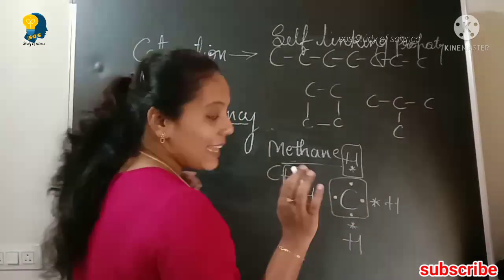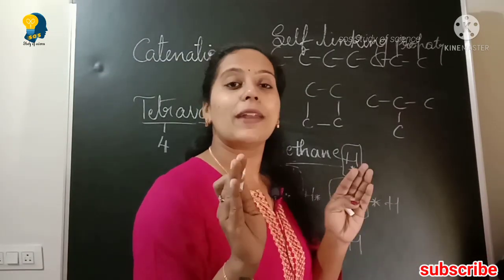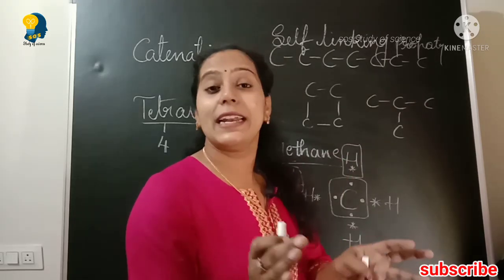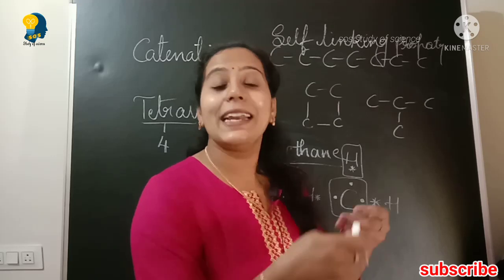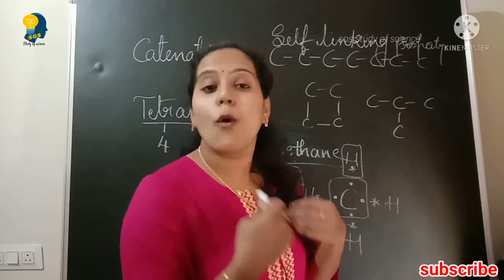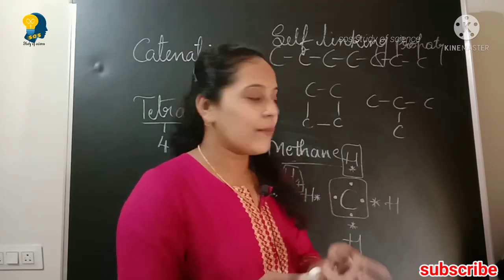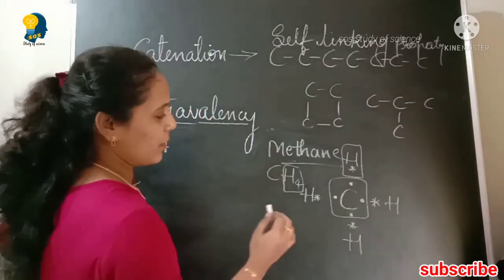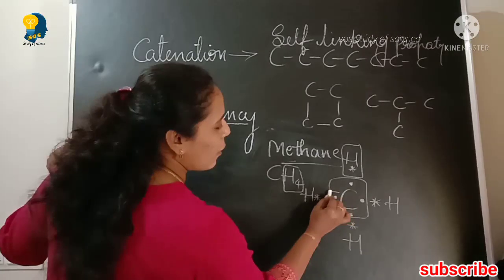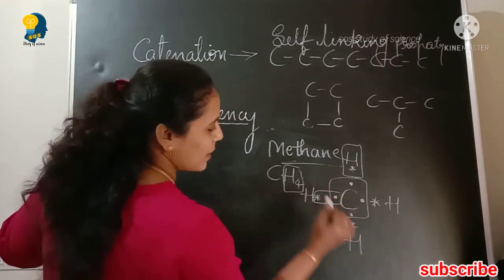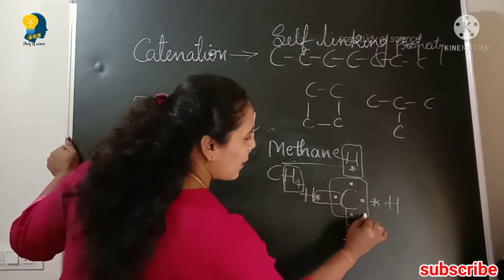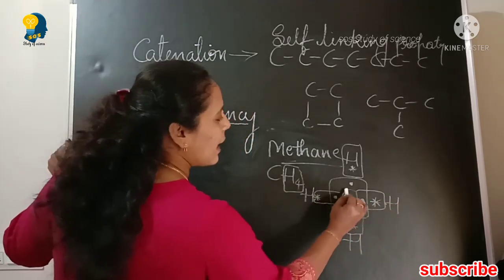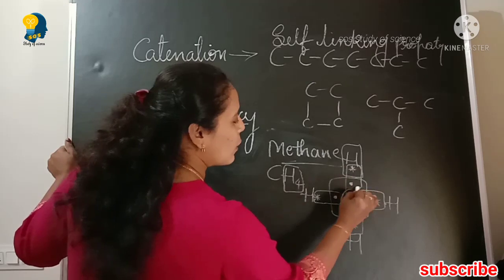See, carbon needs 4 more electrons to obtain stability. I told you that if carbon has to obtain stability, it needs 4 more electrons. But it cannot take or give. What will it do? It will share. So now carbon is sharing electrons with the hydrogen. See, this electron from the hydrogen is shared, and this electron is also shared, and you can also see this electron is also shared.